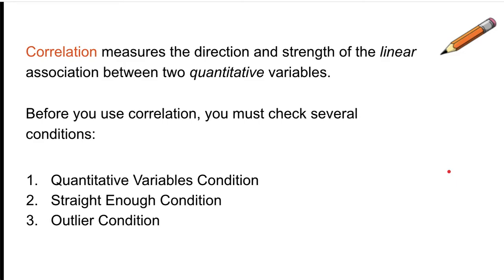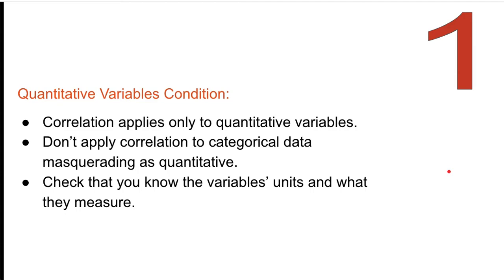First of all, you've got to have quantitative data, so we call that the quantitative variables condition. Straight enough condition, meaning it needs to be linear. And then if you have outliers, we'll quickly talk about what to do if you've got some outliers. So your text points out quantitative, it only applies to quantitative variables. Remember there are some numbers that are actually categorical, so make sure they're not masquerading as quantitative. And you should always check that you understand the variables' units and what they measure. That's a way to help verify what we are measuring. Does it make sense to find an average? That sort of thing, to verify that it's quantitative.